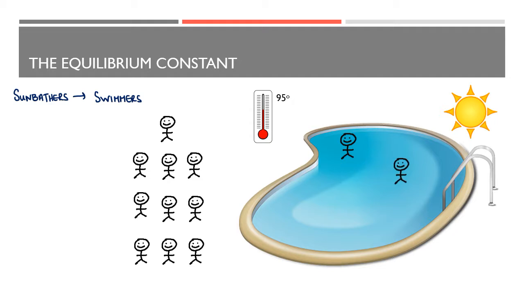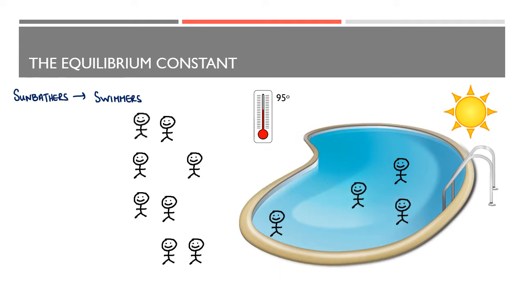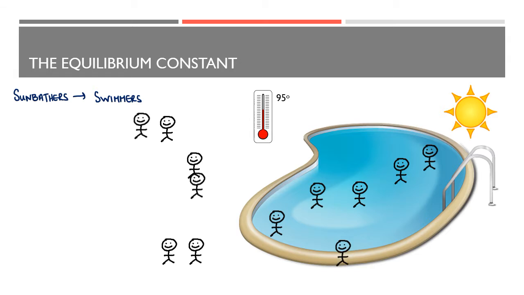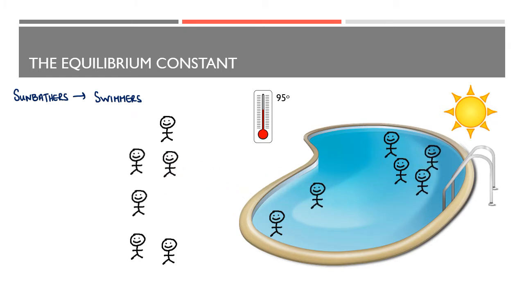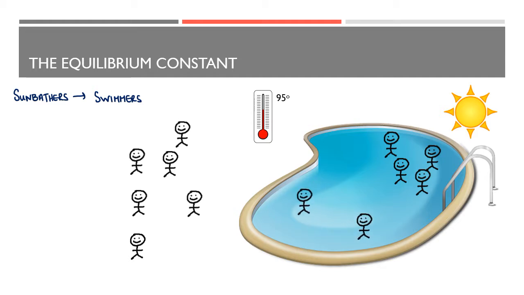Those sunbathers decide, all right, I'm warm enough, I'm going to go in the pool and cool off. And then we have this back and forth happening. Initially we have more sunbathers turning into swimmers, but finally we get to this point where the rate of swimmers turning into sunbathers is equal to the rate of sunbathers turning into swimmers. So for every one person that gets out of the pool, one person goes into the pool. Once we see this, we know that we have established equilibrium.